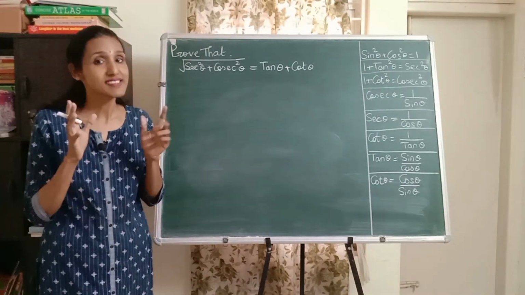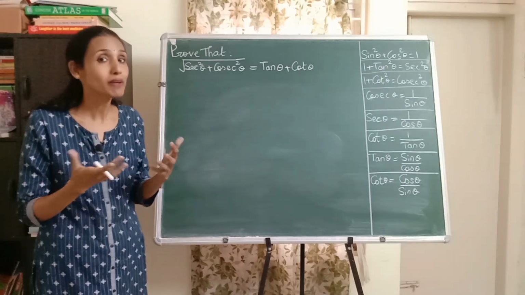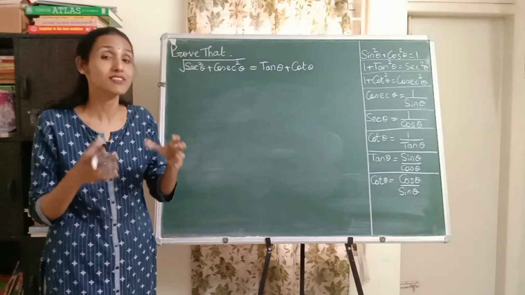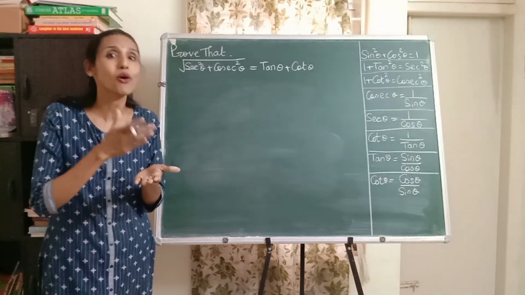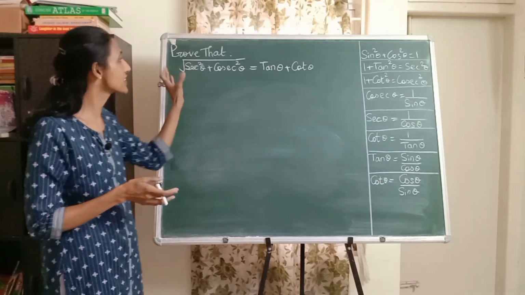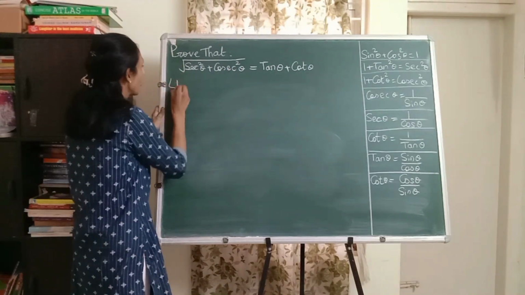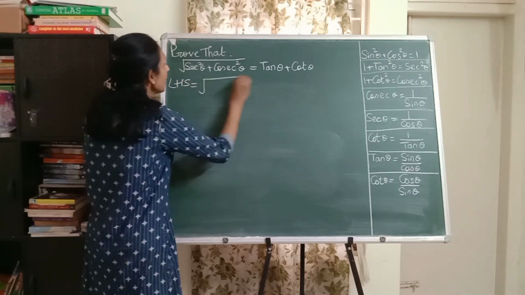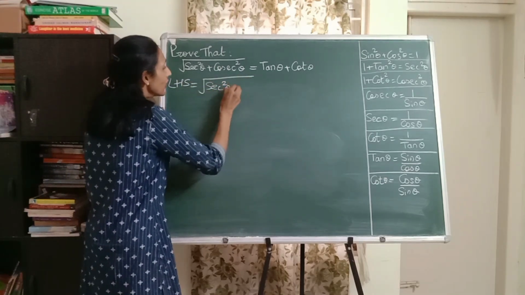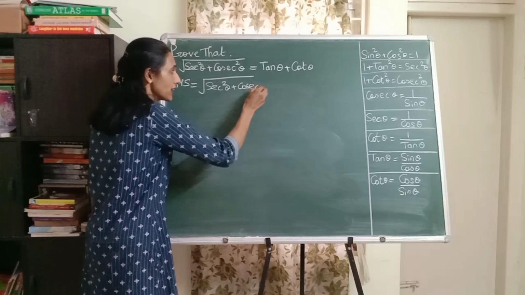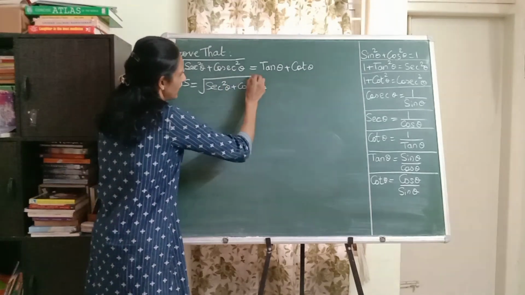Now usually we start with that side which is more complex and has lots of operators, because then only we have the scope of simplifying. So which side is more complex? Yes, definitely the left hand side is more complex. So let's start with the left hand side. So let me write it down, square root of sec square theta plus cosec square theta.